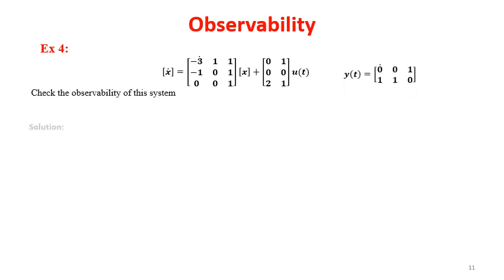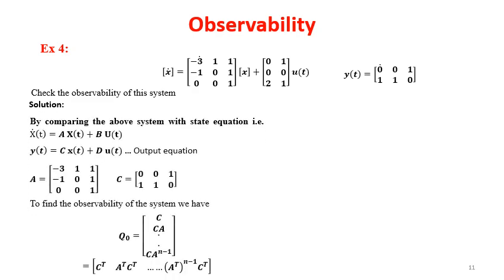For checking the observability of the system, we compare the state equation, that is x dot of t is equal to A x of t plus B u of t, and y of t equal to C x of t plus D u of t. So from here we have A as minus 3, 1, 1 and minus 1, 0, 1 and 0, 0, 1 and C we got from here 0, 0, 1, 1, 1 and 0.